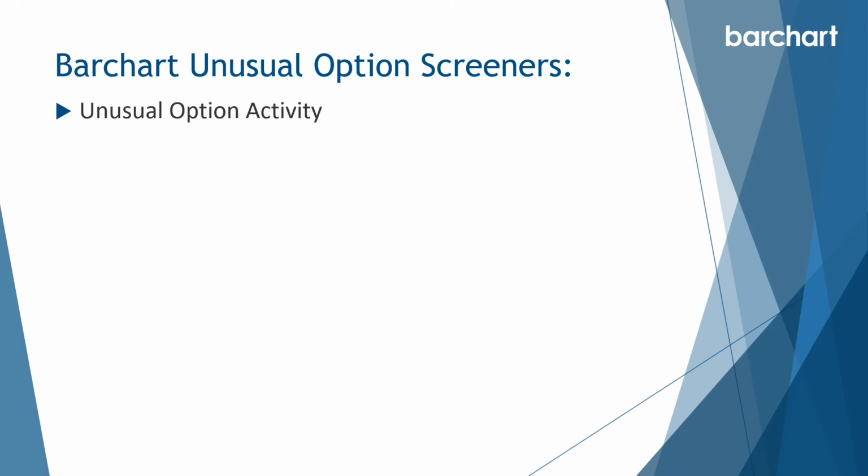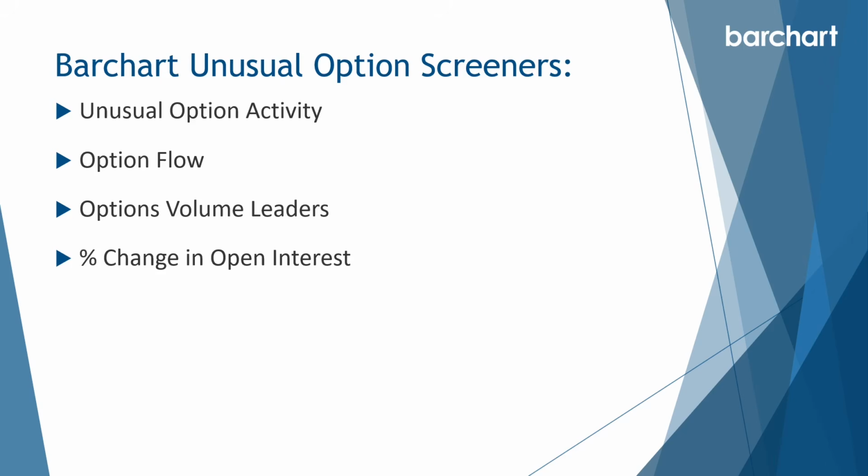The unusual options activity screen flags contracts with abnormally high volume to open interest ratios, meaning new trades are being opened, not just existing positions being recycled. The option flow screen sorts by total premium paid, which is where you can spot massive institutional block trades. The options volume leaders screen shows which stocks are dominating overall activity, and the percentage change in open interest screen shows you where new positions are being established and held from session to session. Used together, these 4 give you a layered picture of where smart money might be moving.